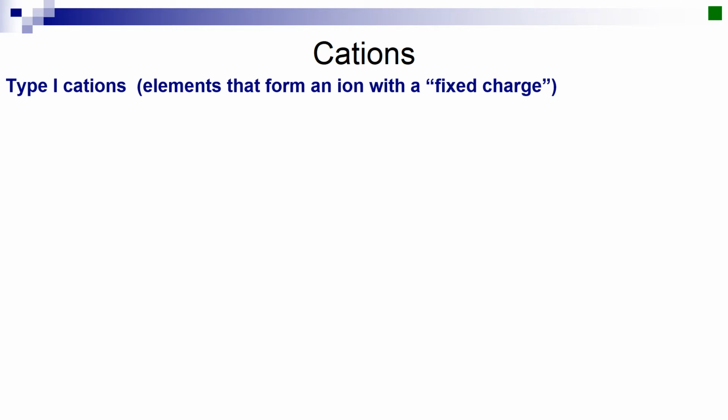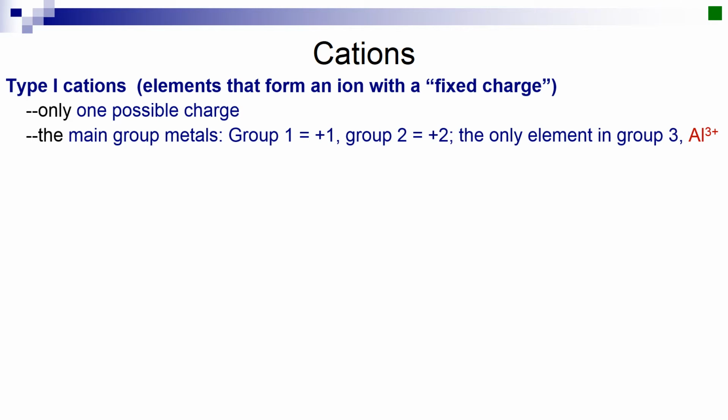So if we look at the different kinds of cations here, the type 1 cations are those elements that form an ion with a fixed charge, with only one possible charge. This includes all your main group metals of group 1, group 2, and then that one aluminum element in group 3. Those are the only metals that we can say have a fixed charge with reliability. Your main groups. And then we get those three transition metals that are fixed that we highlighted. Oh, those exceptions. I keep forgetting about them. There are always some exceptions to the rule. Write them down.